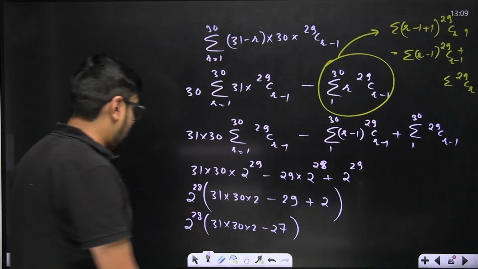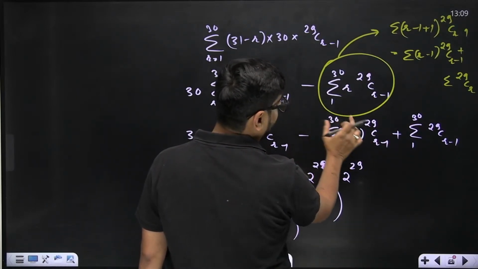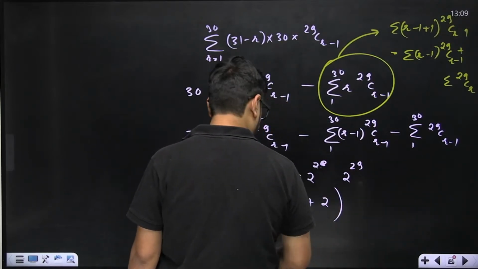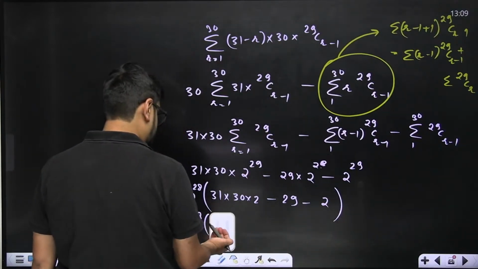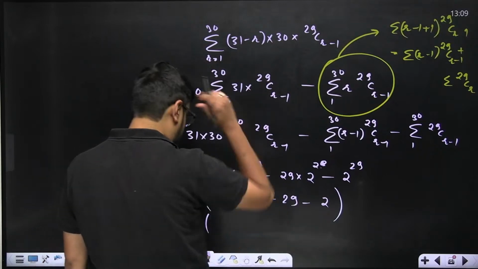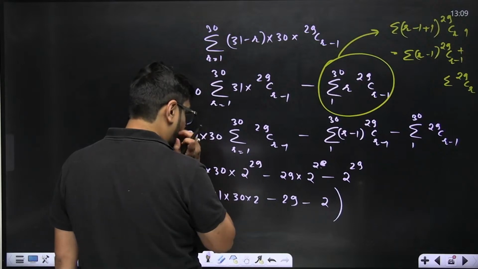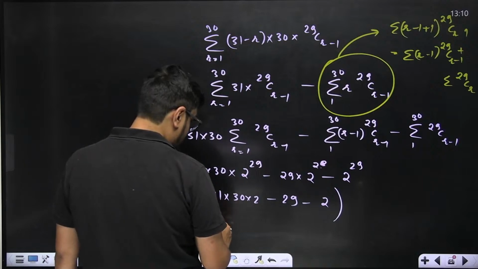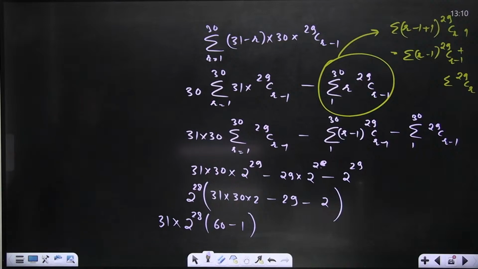Wait. This will be minus 2, right? The minus was multiplied over here and we split this. So this will be minus 2, sorry. This will be minus 2 over here. So this thing becomes minus 31, no? So 31 will remain out. 31 into, so this will become 30 into 2 minus 1. 60 minus 1. This is how it is going to become. Now you can create 2 to the power 29.